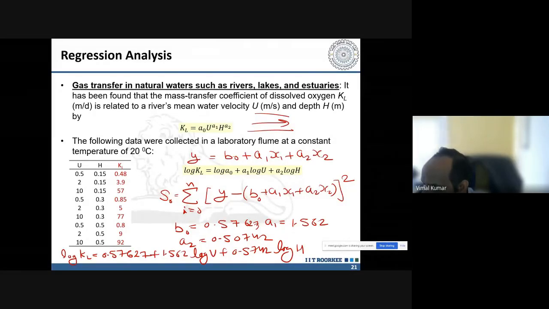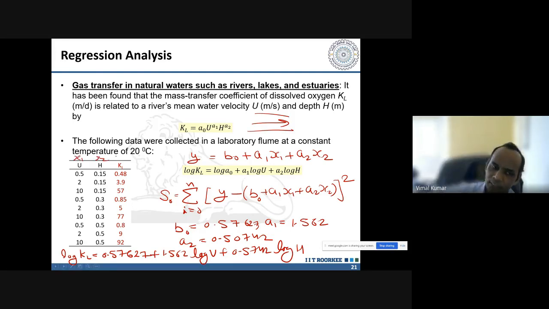Kl is equal to a0 u to the power a1 times h to the power a2. So Kl is my mass transfer coefficient, u is the river velocity, h is the river depth. A0, a1 and a2 are constants. I assume it is some kind of power law function. We measured these data points for u and h. Let's say this is x1 and this is x2, so I can simply write x1 and x2. The Kl value has been measured with a mass transfer probe at different depths and different velocities.